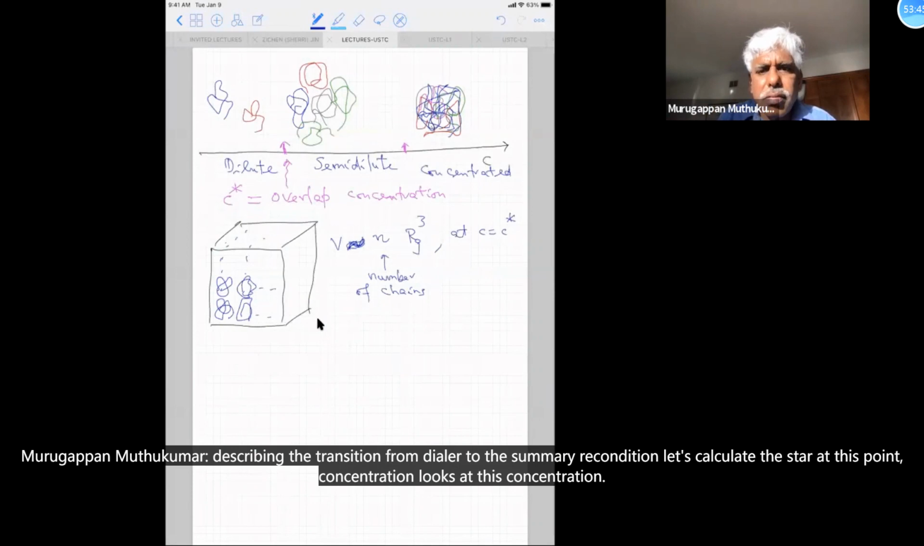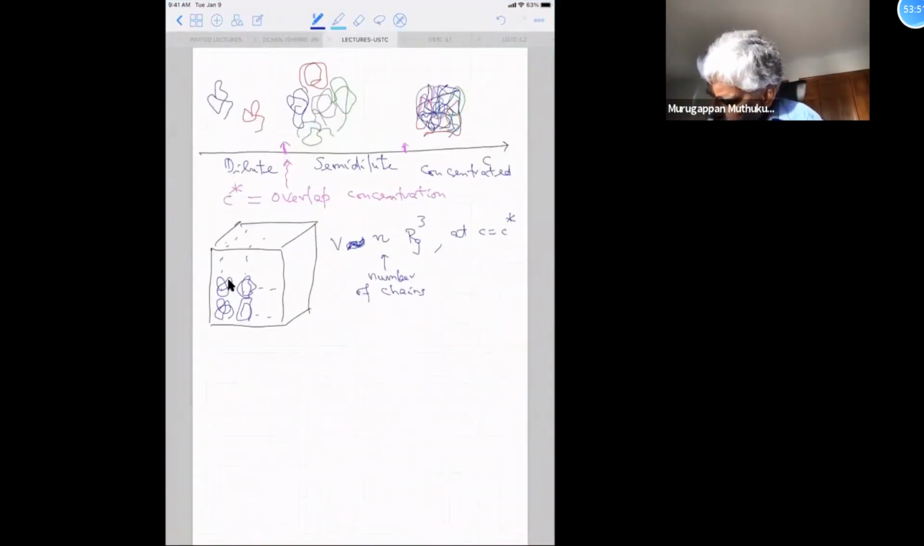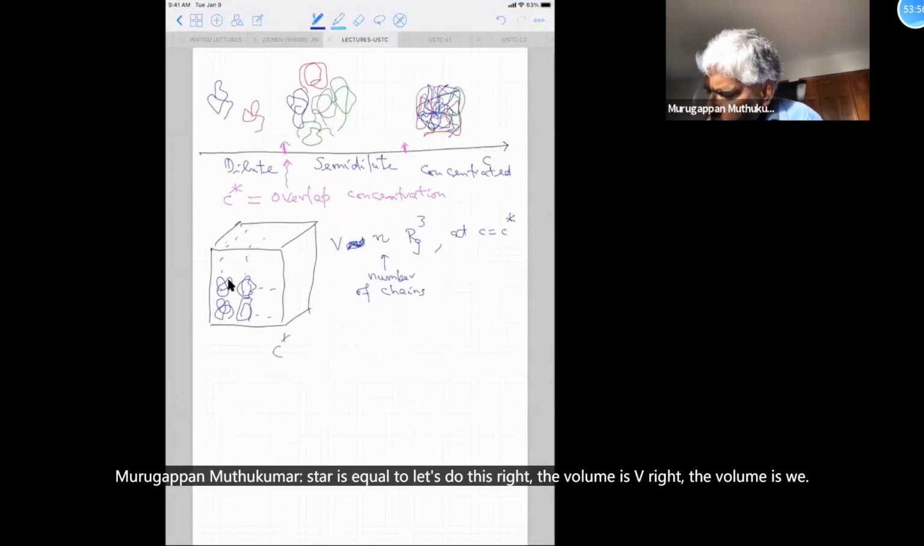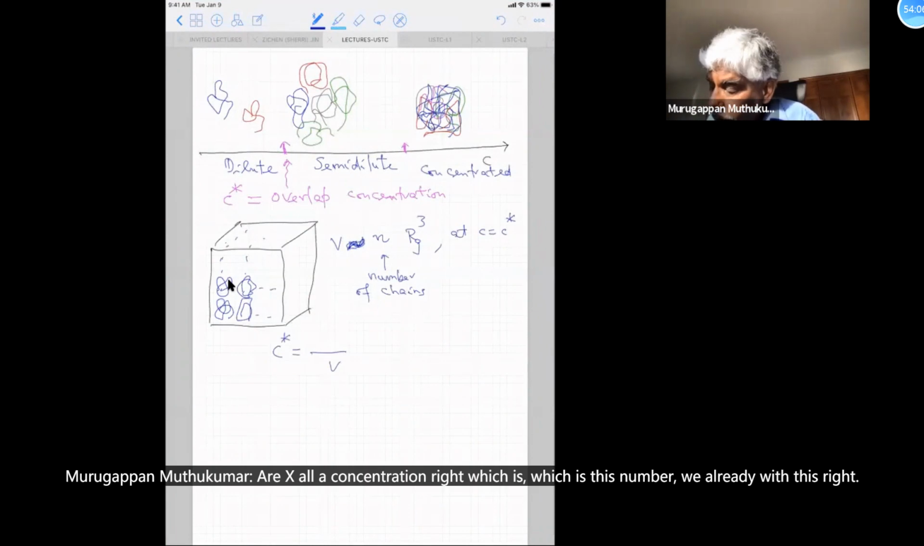So let's calculate C star. At this concentration, C star is equal to, let's do this, the volume is V at overlap concentration, which is this number. We already did this.